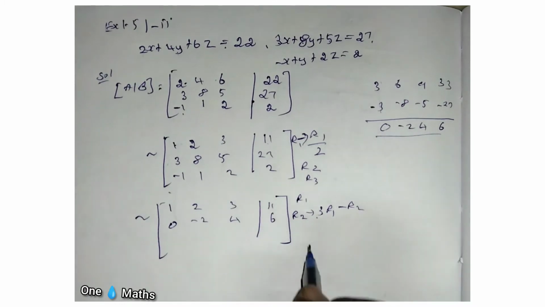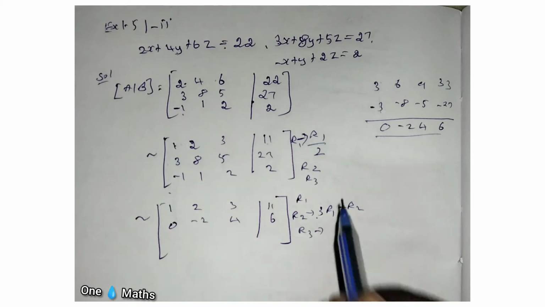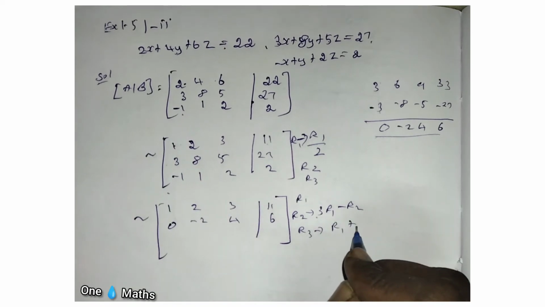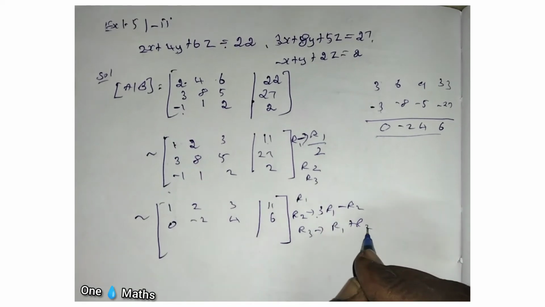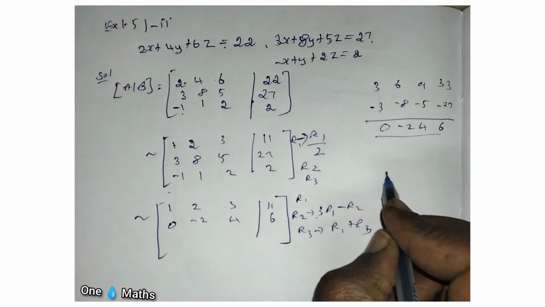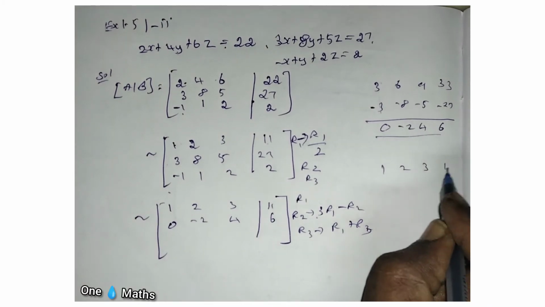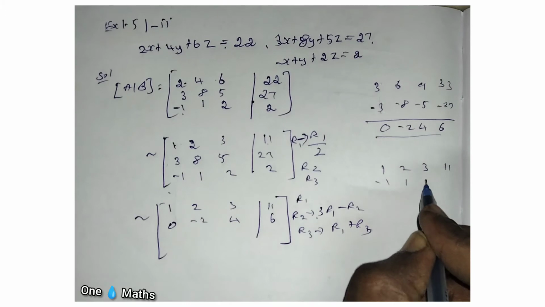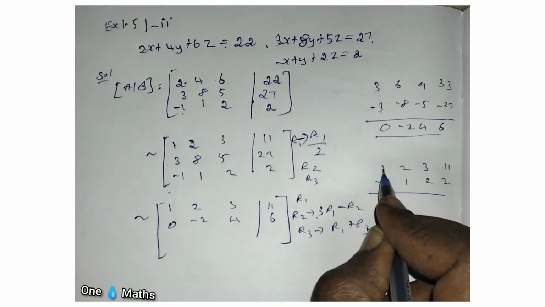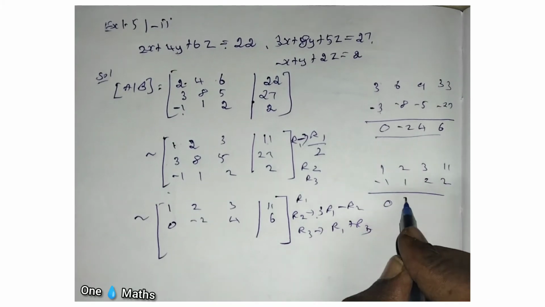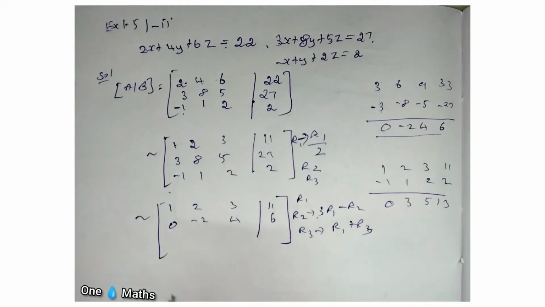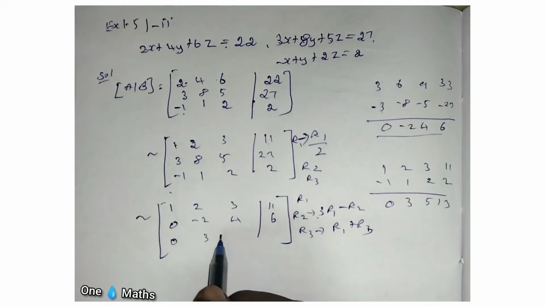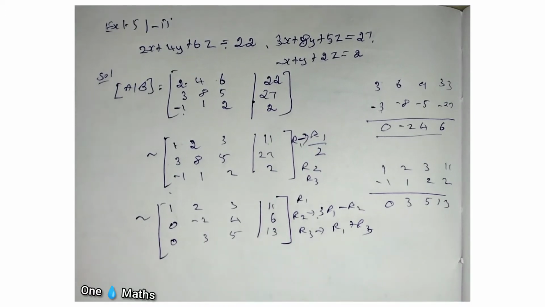Like that, now R3. Here minus 1 is there and here plus 1 is there, so directly you can add R1 plus R3. The R1 values are written as such: 1, 2, 3, 11. Here minus 1, 1, 2, 2. Different signs, so 0 will come. Here 3, 5, 13. So 0, 3, 5, 13.